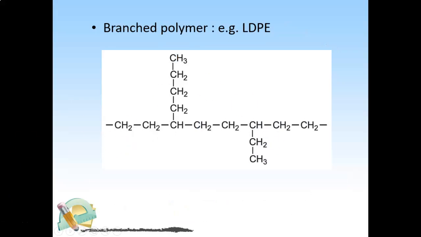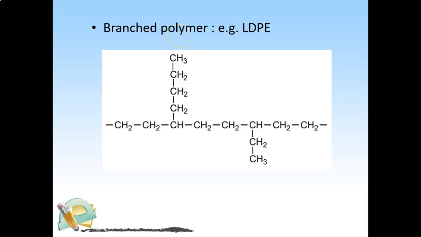For the branch polymer, an example is low density polyethylene. As I mentioned earlier, branch polymers are defined as a structure having a secondary polymer chain linked to a primary backbone, resulting in a variety of polymer architectures such as star and comb-shaped polymers, and so on. A branch polymer has side chains or branches growing from the main chain, as shown in the figure here. We can see CH2, CH2, CH2, and CH3. This is considered a branch structure.